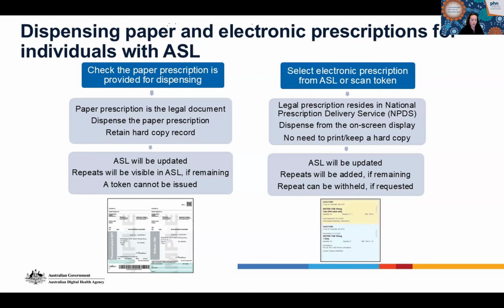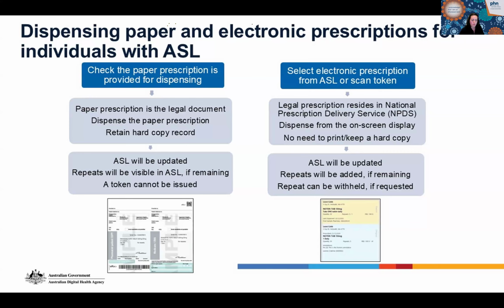With electronic prescriptions, only electronic scripts can be directly dispensed from the active script list. Pharmacists can select these prescriptions from the ASL or scan the patient's token. The legal version of the prescription is stored in the PDS. Dispensing is verified using the on-screen display. No printing or physical copy is required.